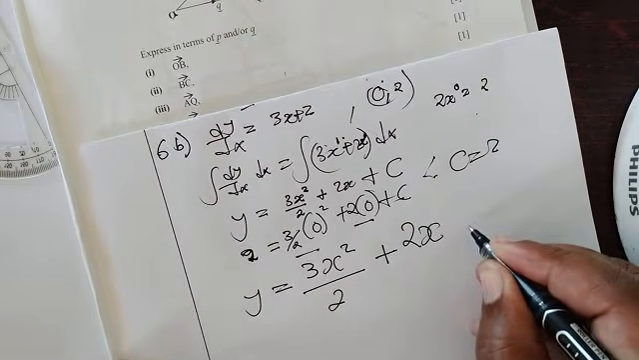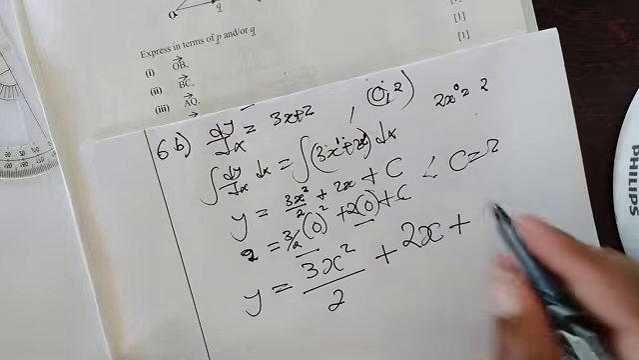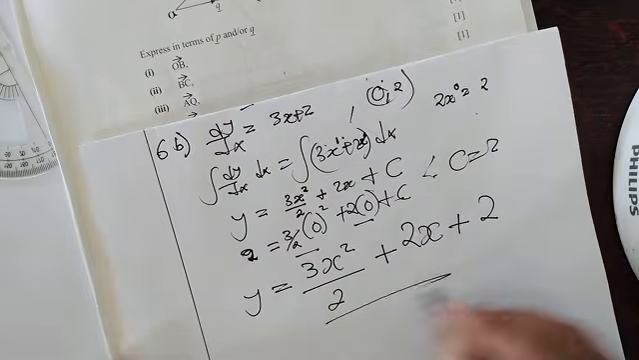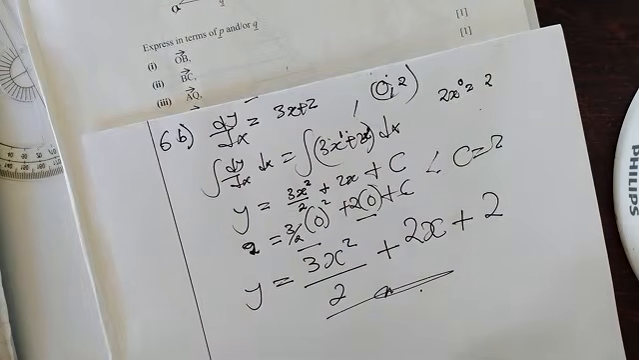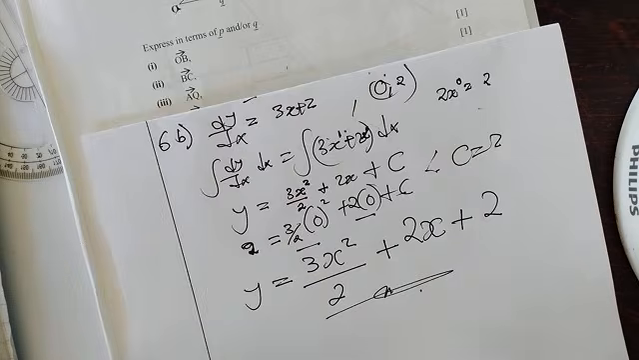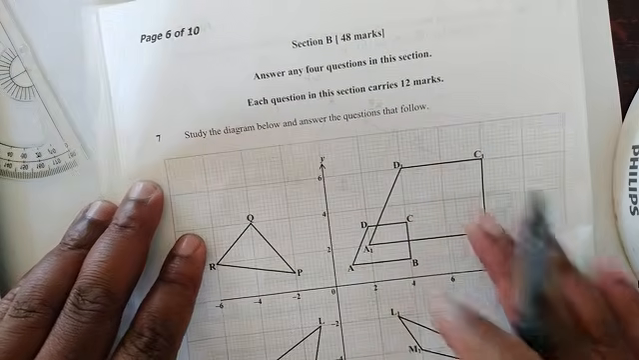2x plus c, instead of a c we say 2. This is our answer. Alright? That is our answer. Okay. That's that. We go to the next question.